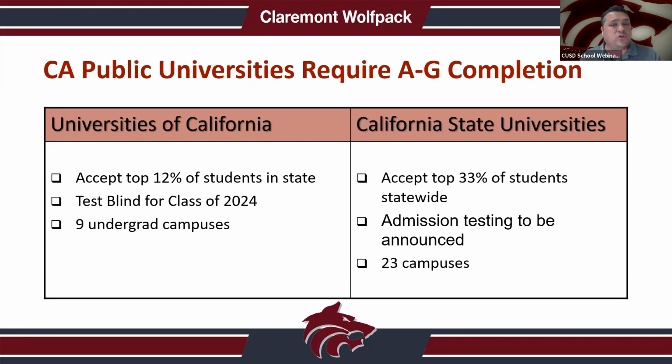I mentioned earlier that the two public systems in the state of California are the University of California system and the Cal State University system. The UC system is our competitive system, and they accept the top 12% of students in the state. The UC system will be test blind for the class of 2024, and we will review what that means in a future slide. The Cal State system is a little less competitive, and they accept the top third of students in California. They have not made a decision as to the admissions testing for the class of 2024 yet.